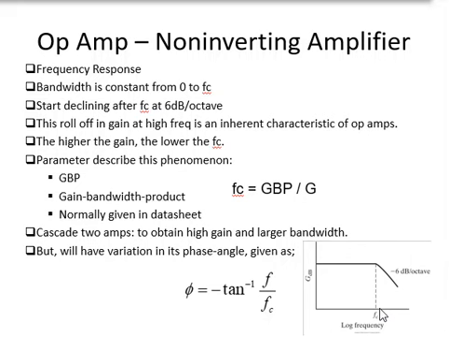This low frequency gain and cut-off frequency relationship is described by a parameter called the gain bandwidth product, GBP. For most op-amp based amplifiers, this product of the low frequency gain and the bandwidth is a constant. Since the lower frequency limit of the bandwidth is 0, the upper cut-off frequency can be evaluated from Fc equal to GBP over G. The value of GBP normally will be given in the datasheet.